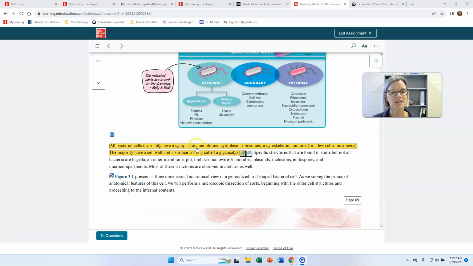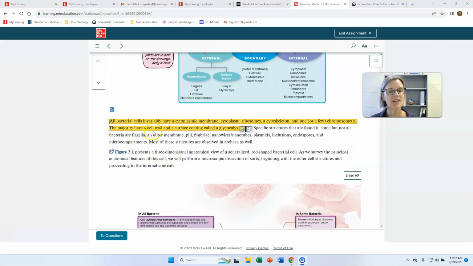So all bacterial cells have to have a cytoplasmic membrane, and then they've got to have that fluid on the inside, and that's called cytoplasm, which you guys already know about. Bacteria have ribosomes, just like eukaryotic cells, and we'll talk more about the importance of that. I'm not going to talk about cytoskeleton, but they do need that, and they have at least one chromosome. And we'll expand on all this.